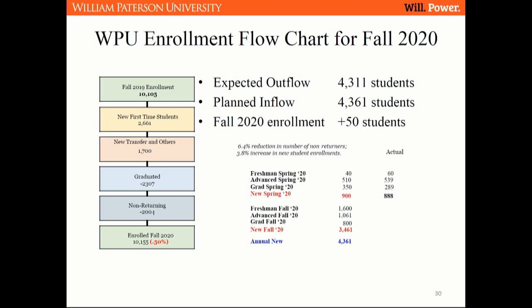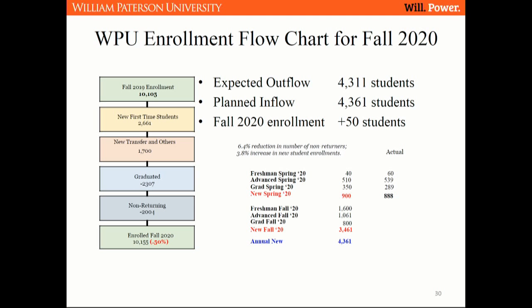by subtracting the number of students who attrit from the previous fall enrollment. This is an annual number. This is all students enrolled throughout the year, not just fall, although it's looking at fall to fall. And so the expected outflow of students from the university, those are students who graduate as well as students who attrit from the university, is 4,311 students.